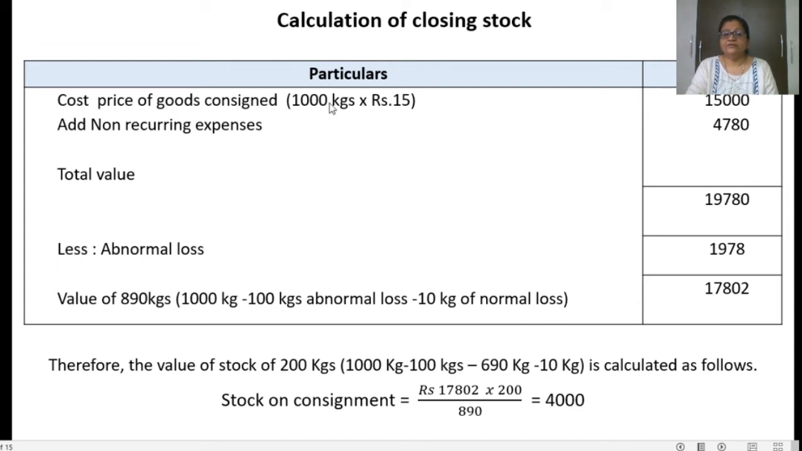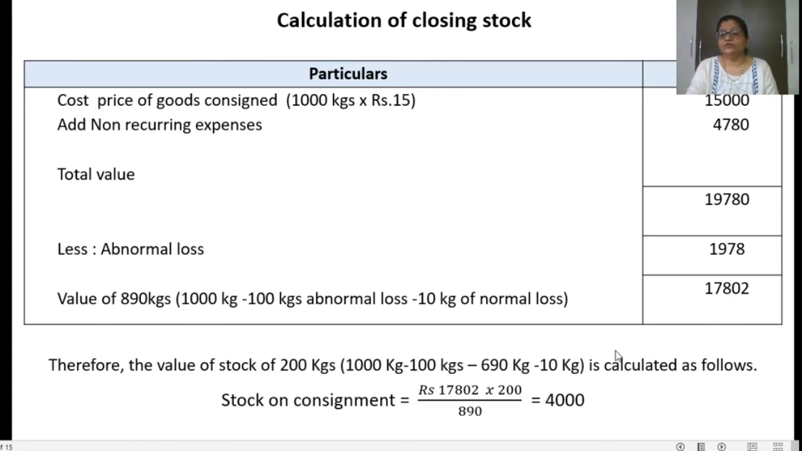Now here 1000 kg was supplied, sent, and abnormal loss of 100 kg. Then it should have been 900 kg. Why have you written 890? It is because there is a normal loss of 10 kg. So instead of taking 900, you should take it for 890 kg. Right? So this is used while making the calculation of closing stock.